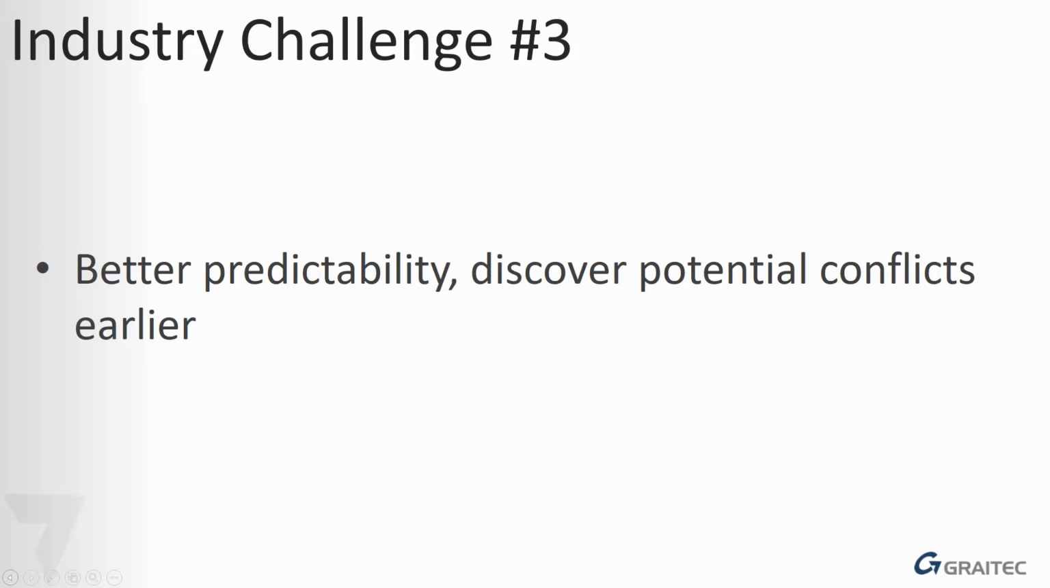The last industry challenge comes from the ideology that better predictability will discover and solve potential conflicts earlier. This can't be more true. A 3D BIM model is not only for the end user or the client, but also to help find potential problems or potential conflicts early. This could be such a case when we're looking at a conflict between rebar and anchor bolts, for instance.